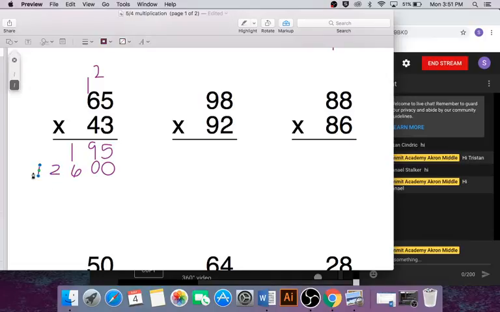Okay, and then we add them together. So 5 plus 0 is 5. 9 plus 0 is 9. 1 plus 6 is 7. And 2 and 0 is 2. So our answer is 2,795.